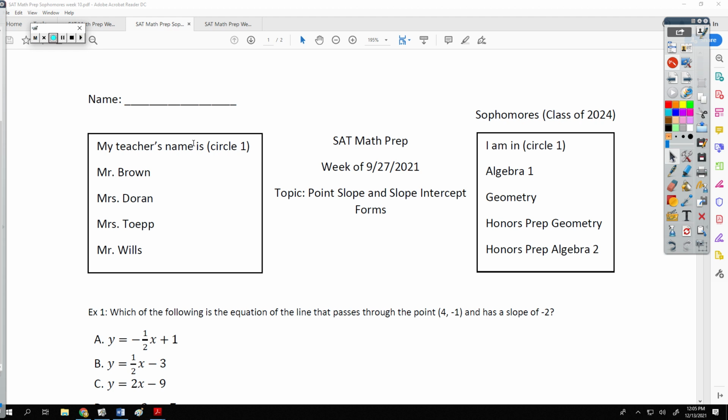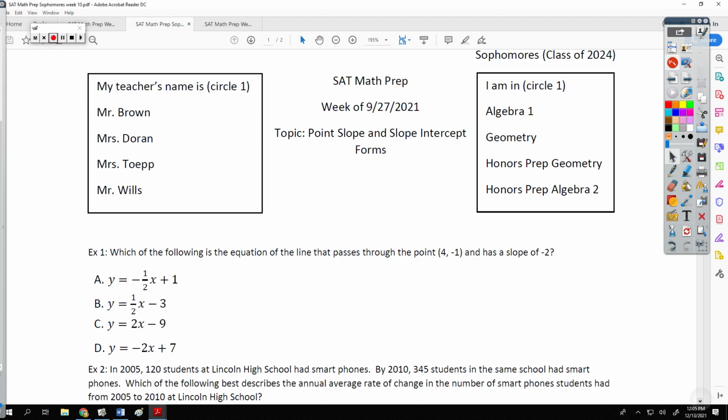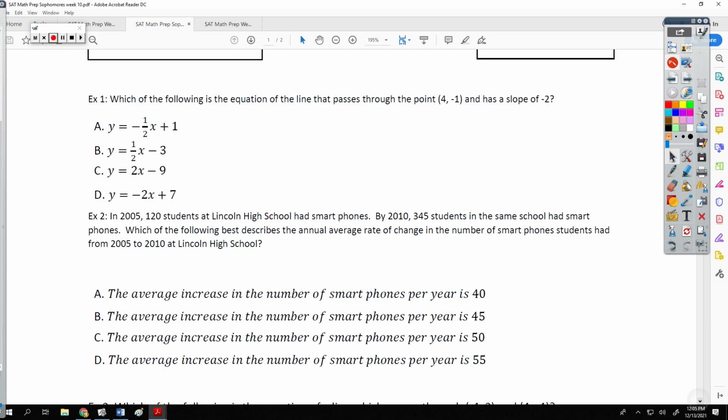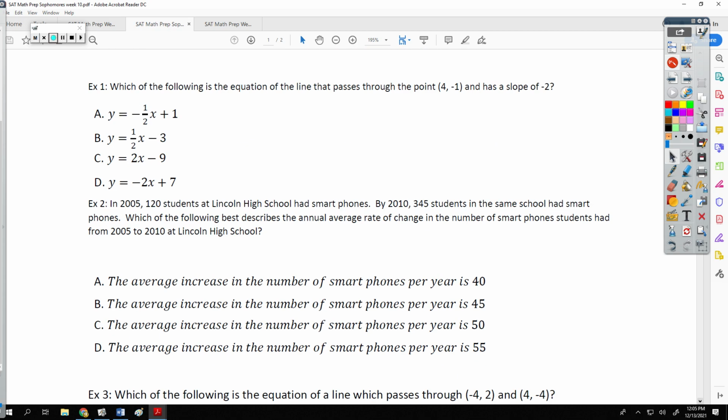So here we go. We're going to start with example 1. Example 1 says, which of the following could be the equation of a line that passes through the point 4, -1 and has a slope of -2. So when we do a problem involving a linear function, we need to ask ourselves whether that problem is asking us to use point slope form or slope intercept form. And it comes down to what information did they give us. They gave us a point and a slope, which means we should be using point slope form.